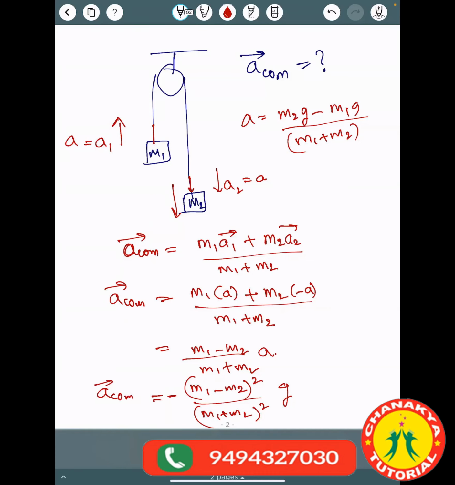Okay, any doubt here? So you can feel that if this is the lighter mass and this is the heavier mass, the center of mass of these two will be somewhere on the line joining them. Since the heavier mass is going down, the acceleration of center of mass also goes down. That's why the minus sign is coming here. Okay, this question understood?